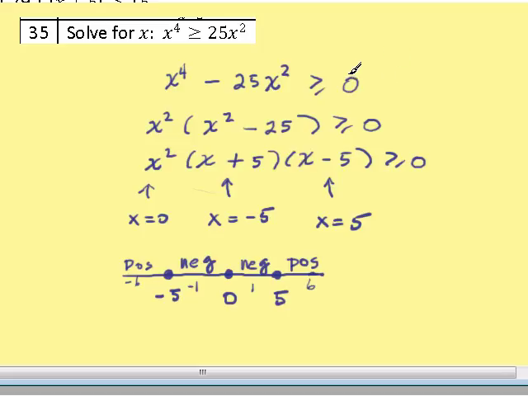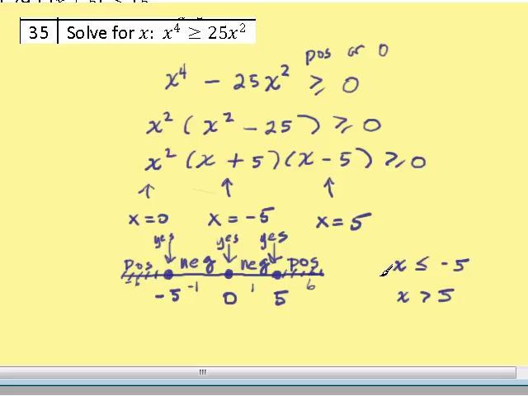Now let's say what we want. We want to know, when is this greater than or equal to 0? So that's positive or 0. So we do want to include the zeros. Okay, so we definitely want to include these, positive or 0. All right, positive, I'll shade that in, shade that in. So we have x less than or equal to minus 5, we're including that, and x greater than or equal to 5. So these are the positives and include this point, and these are positive and include this point.